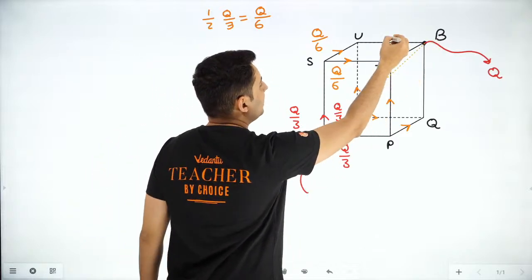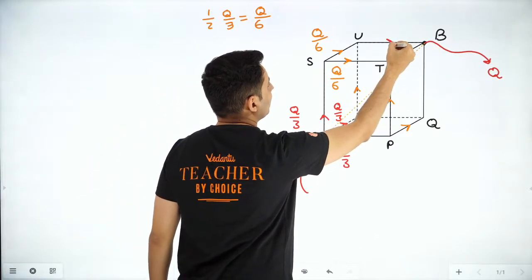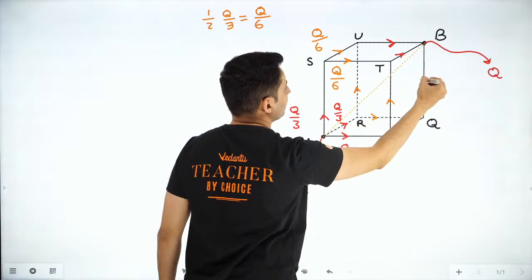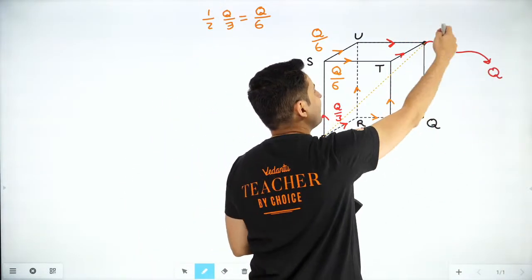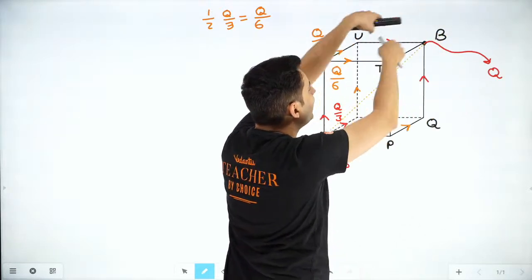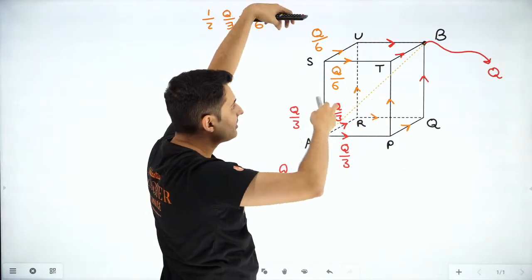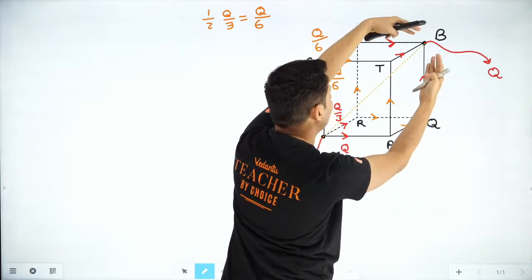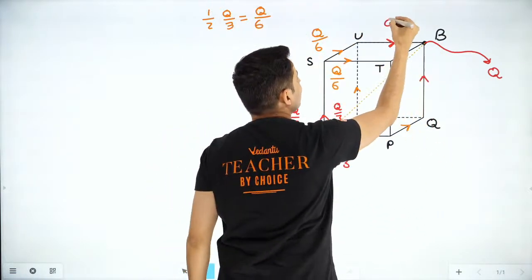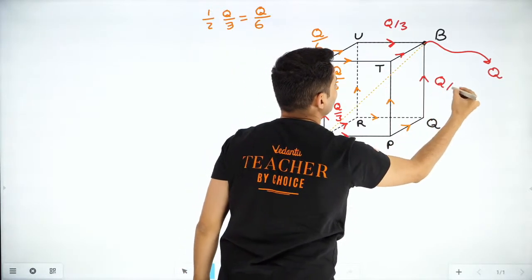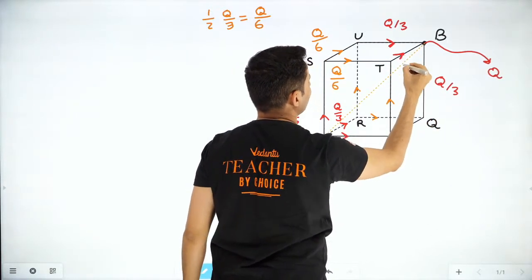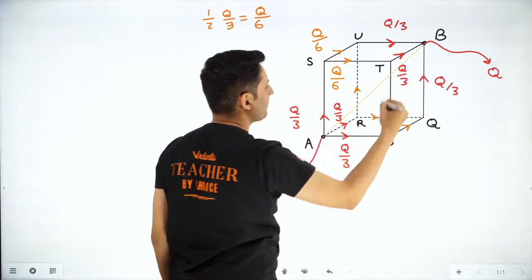At point B, all the charges have to collect back. Think about it. If this Q was reversed at point B, it would be equally divided into all these three branches. So from all the three branches, which are symmetric, the charges should be again Q by 3, Q by 3 and Q by 3. I hope you can visualize that. This will also be Q by 3.